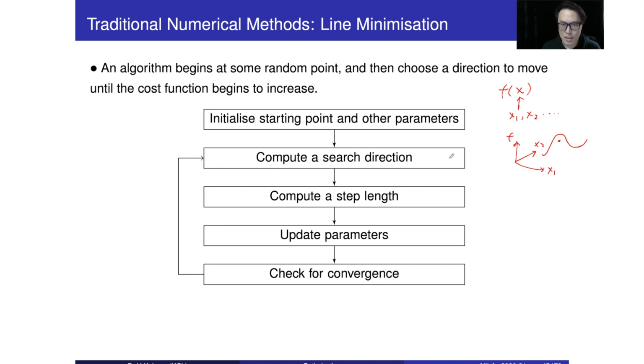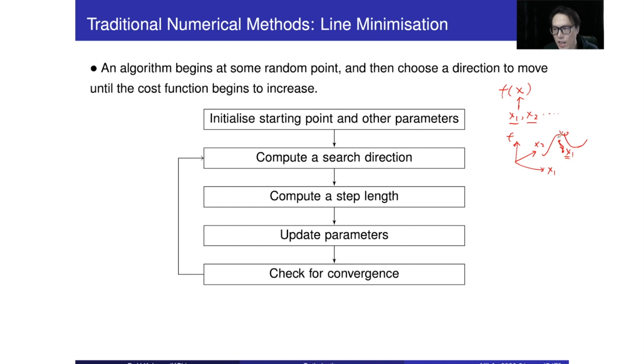And then we are going to compute a search direction. That means which way we are going to go, for example, we are going to choose this way, and then the step length, that is how long we go from this point to the next point, and then update the parameters. The parameters would be the decision variables we refer to. So this is the x0, and then we jump to this point x1.